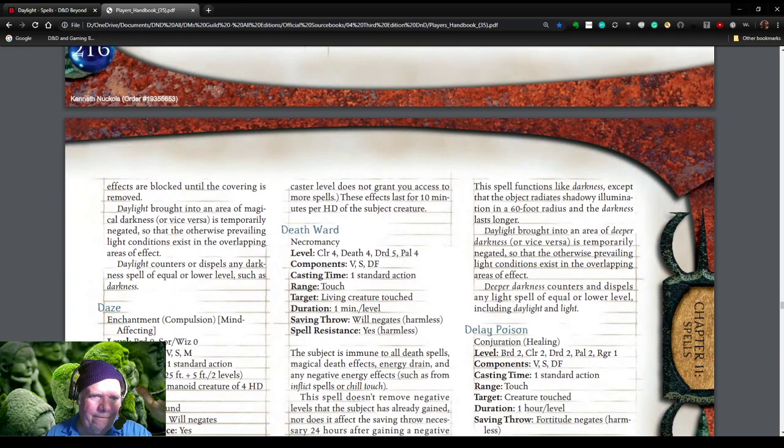And then it goes on to say that if you put it on a small object and then you completely enclose that small object, it will effectively block off the light. And it's the same thing that when daylight is brought into an area of magical darkness, or vice versa, it's temporarily negated. So daylight will counter or dispel any darkness spell of equal or lower level, such as darkness. And if you looked at the darkness spell, it would say the same thing. So if there's an area that has magical light on it, you cast magical darkness on it, that will dispel it, and they both go away.